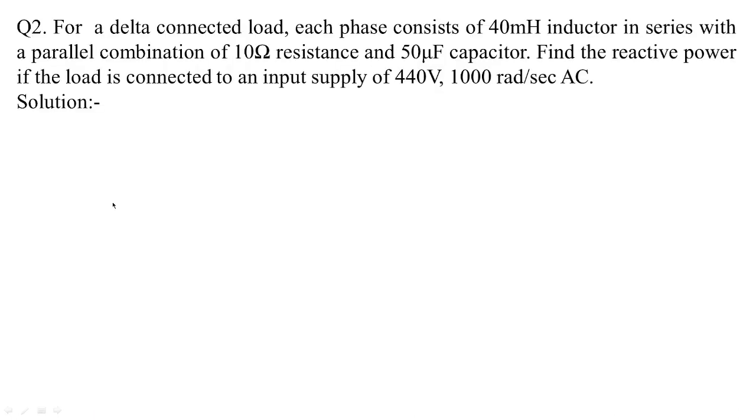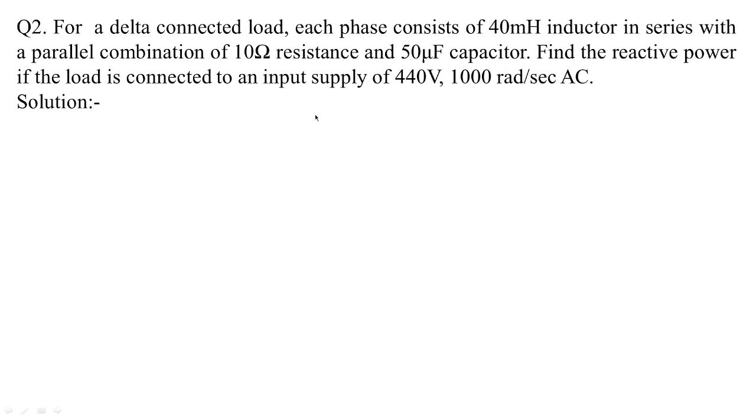Let's go with another example. Especially here we have a delta connected load. Each phase consists of 40 millihenry inductor in series with a parallel combination of 10 ohm resistance and 50 microfarad capacitor. What does this mean? You have 40 millihenry connected in series with a parallel combination of 10 ohm and 50 microfarad capacitor. For that kind of load, we need to find out the reactive power.